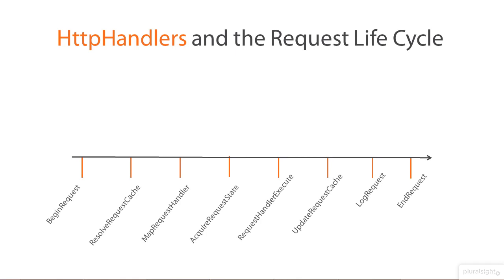There are generally 4 request lifecycle events that concern HTTP handlers. The first two are MapRequestHandler and PostMapRequestHandler, which fire when ASP.NET asks for a handler for the request and after one has been selected. I've omitted the sibling post events for readability on this chart here.